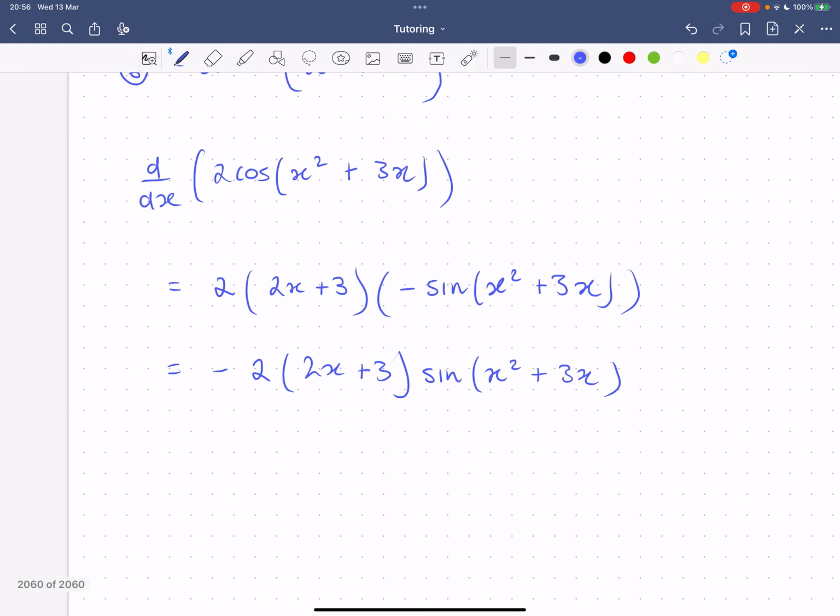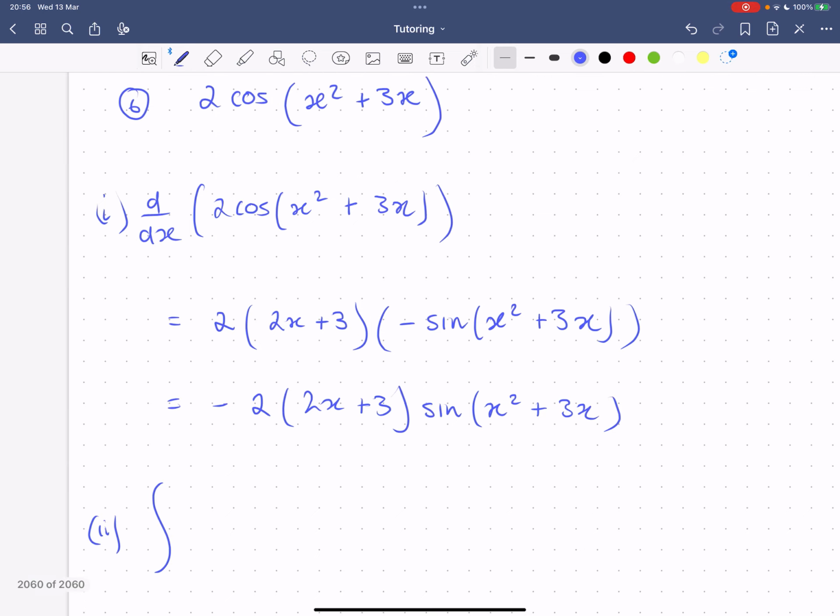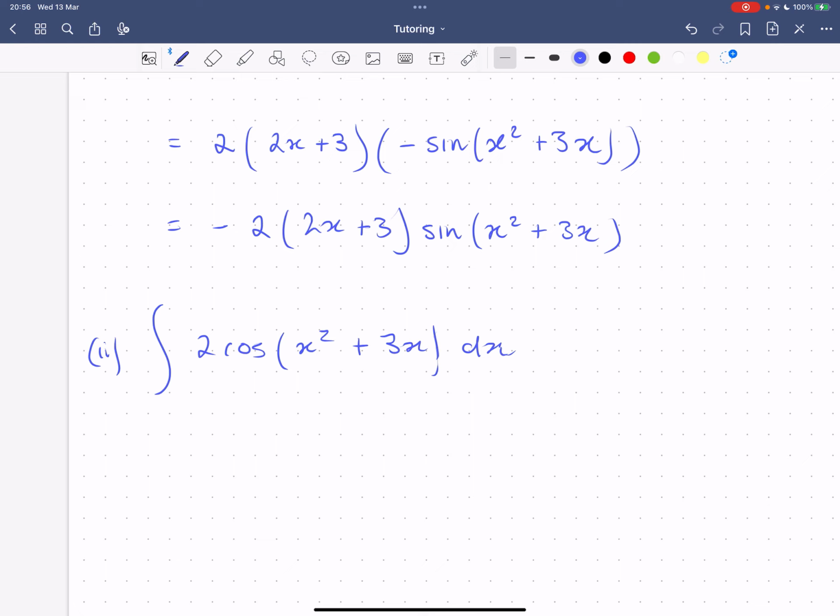Let's say, though, we wanted to integrate that. So part 2, the integral of 2 cos of (x squared plus 3x) dx. Again, we're going to pull out the 2 from our integrand and say 2 times the integral of cos of (x squared plus 3x) dx.